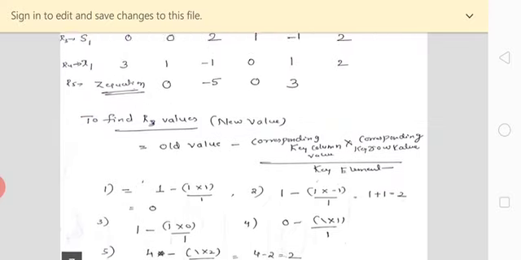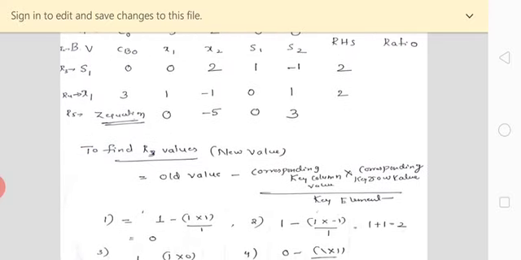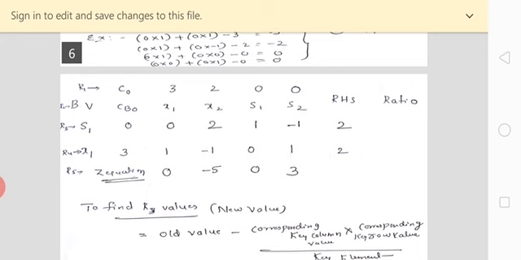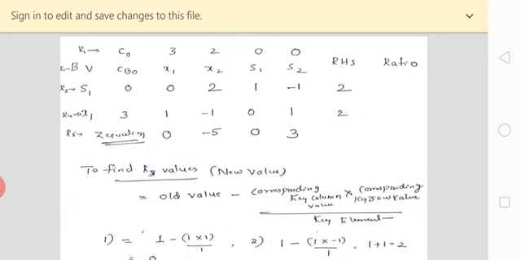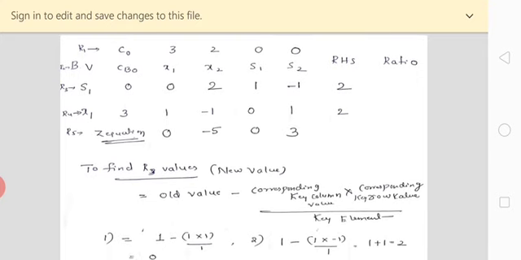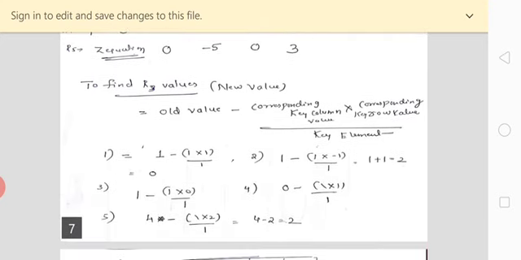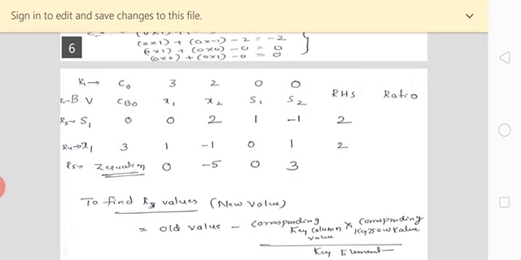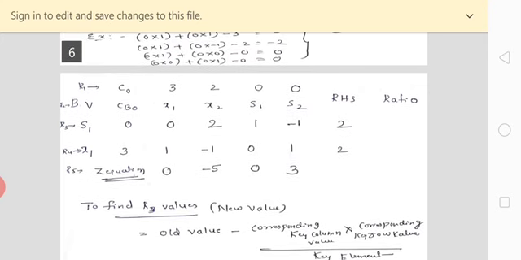Understood? Here, in order to calculate the new values for R3 for the second column, we just need to go for the formula called old value minus corresponding key column into corresponding key row value divided by key element. Corresponding key column will be common for the entire rows. For all the values it is 1. Similarly for all the second column, for the second row it is common for column values. Okay, so this is how it is calculated. I have written it now. Now you go for searching the Z equation.